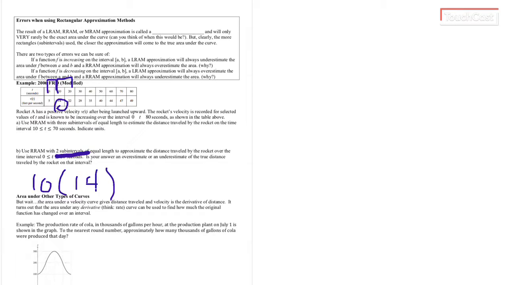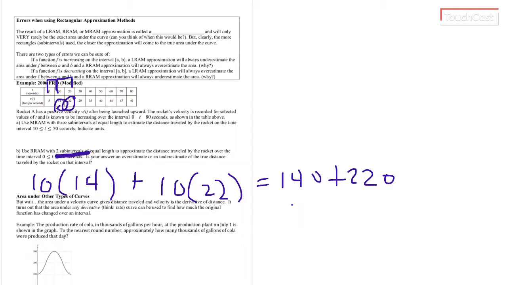So 10 times 14. Plus the width of my second rectangle also is 10. That's the difference between the 20 and the 10. And the height at the right-hand edge is going to be the velocity at the right-hand edge, which is 22. Same units as before, that's going to be seconds times feet per second. So I'm going to have 140 plus 220 equals 360 feet.